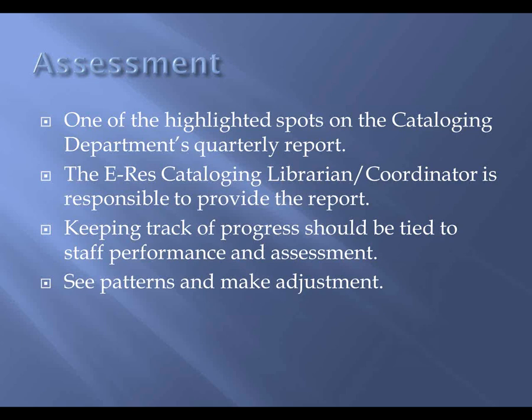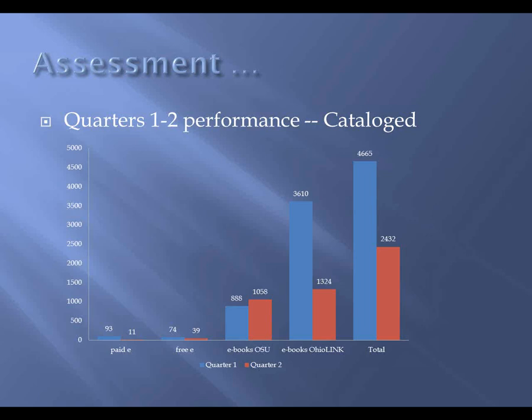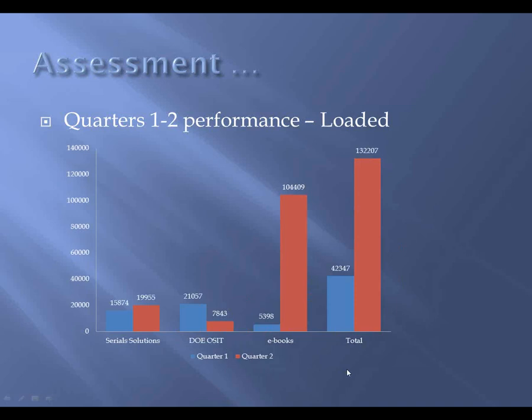For example, these are this year's Q1 and Q2 e-resource cataloging performance. The first chart shows things being cataloged in the two quarters, and you can see the numbers. The blue one is Q1, the red one is Q2. The next chart shows things being loaded. You can see a lot of e-books being loaded, and there's a sudden increase of e-book loading in the second quarter, but the first quarter is relatively low.